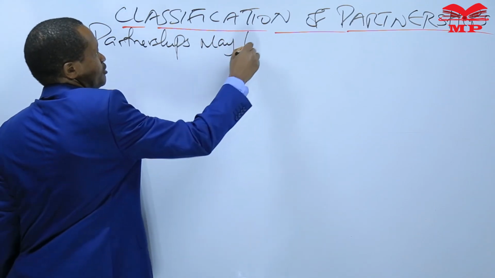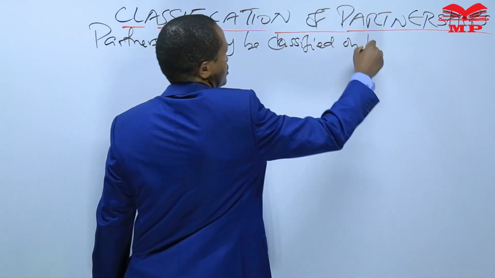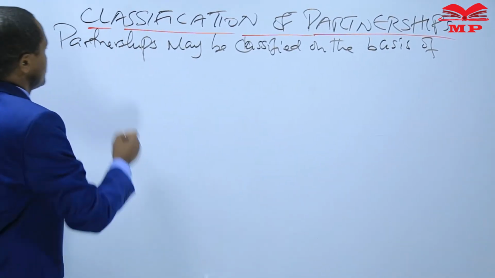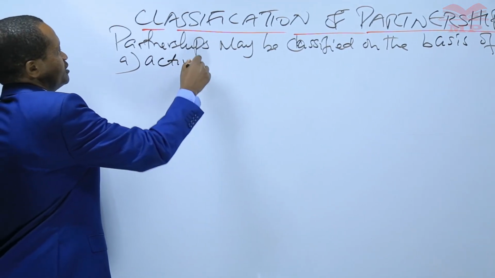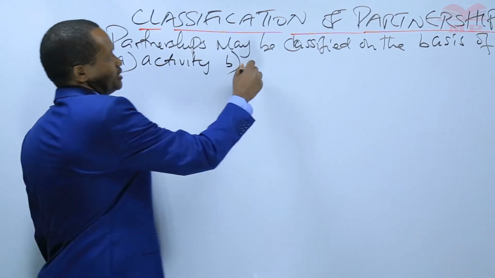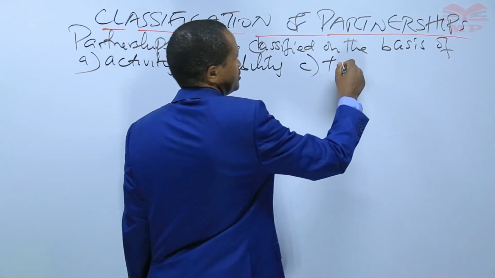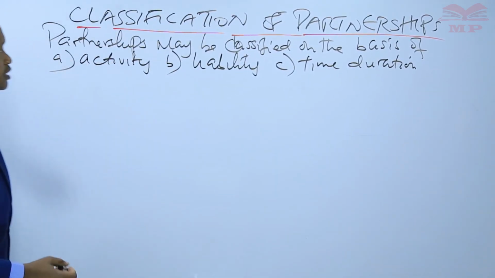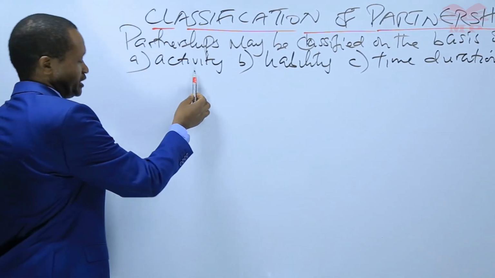Partnerships may be classified on the basis of A, activity, B, I've said liability, and C, time duration. Partnerships may be classified on the basis of activity.